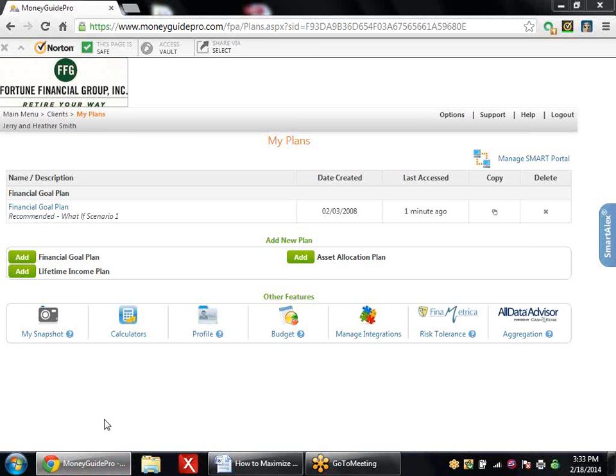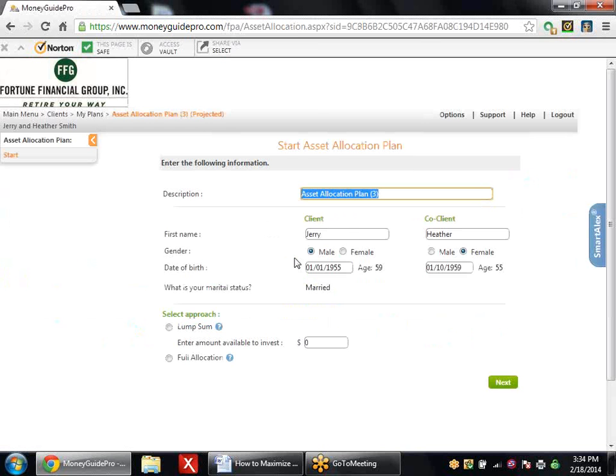Money Guide Pro, and we're going to look into asset allocation and how we use that feature here in our Money Guide Pro software. Again, I always like to start with the My Plans area up here. This gets you into home base. Once we're there, when we want to create an asset allocation plan specifically, we're going to go into add a new plan called asset allocation plan.